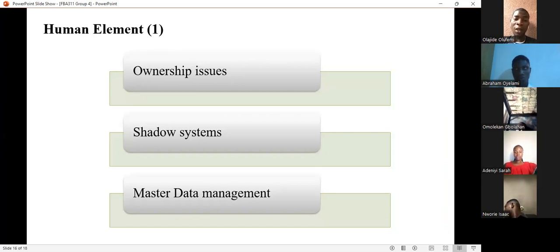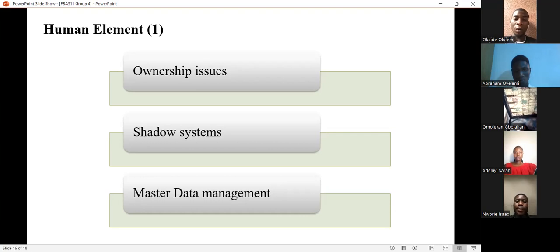Then master data management is a broader strategy to address inconsistency in the way people use their data, the issues that come up while using this data, like a kind of breakdown. These are what master data management addresses.